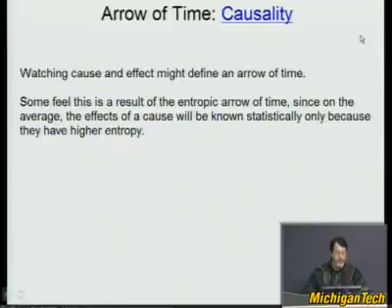As I mentioned, watching cause and effect might define an arrow of time. Again, some people think that every time you look at this in detail, about causality, it gets back to entropy, and that cause and effect is ultimately defined statistically with higher entropy systems.